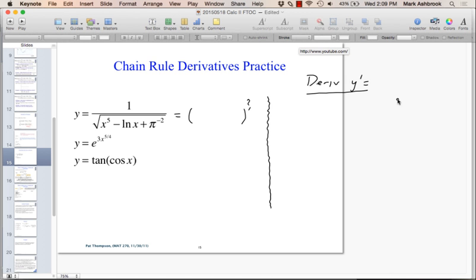Okay, yeah, sure. The exponent is 3x to the 5/4. That's 3x to the 5/4.